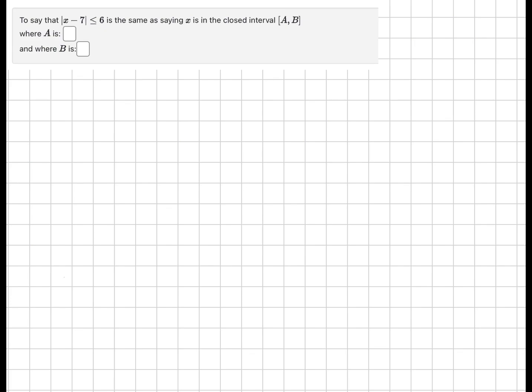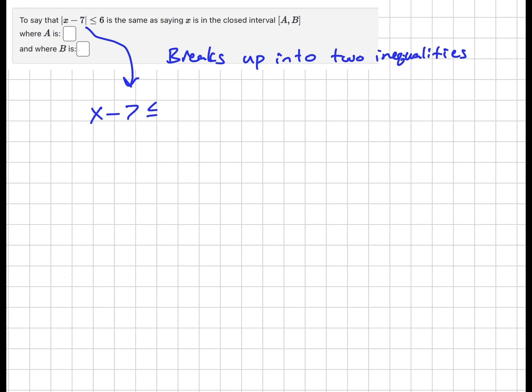So in other words, we can make this equation into two, just like we've done before, right? This breaks up into two equations, well, two inequalities in this case. The first one's going to be where x minus 7 is less than or equal to the positive 6, right? We leave that alone. That one stays exactly the way it is. We simply erase the absolute values.